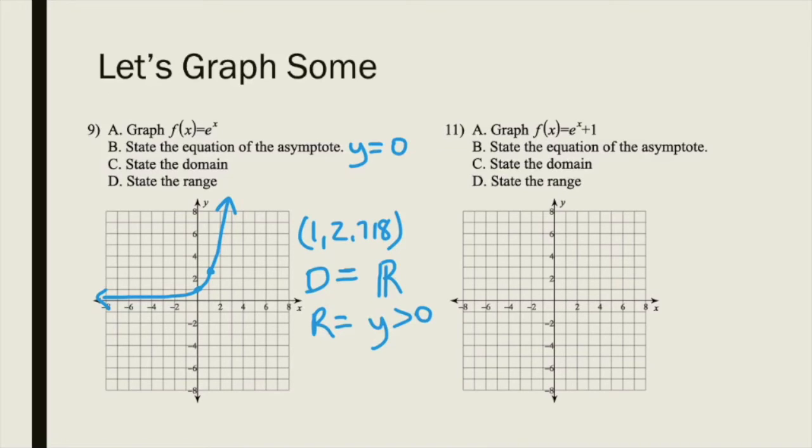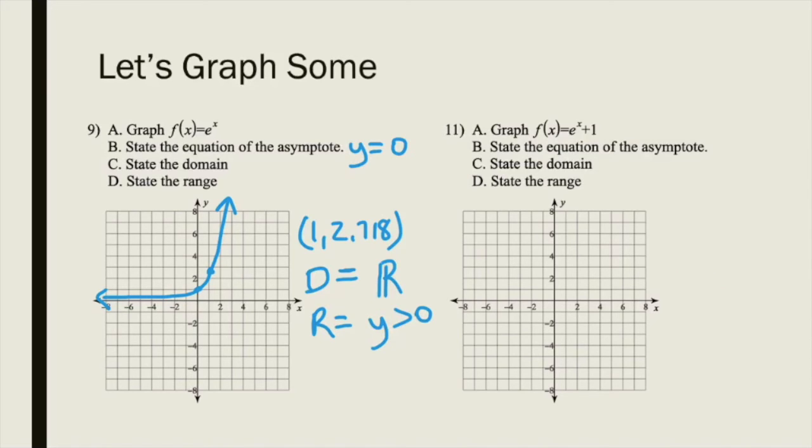I moved it up 1. Does that make sense that it would move it up 1? Yeah. How would we move it to the right one? Add to the exponent rather. Yes, so it would be e to the x plus 1 up there. That would have moved it to the left one. But all right, so this is going to move it up 1.